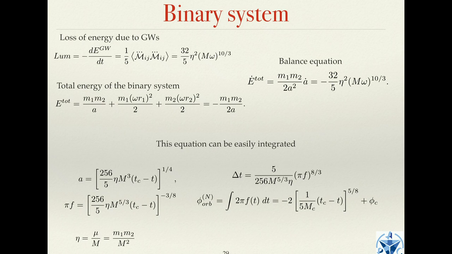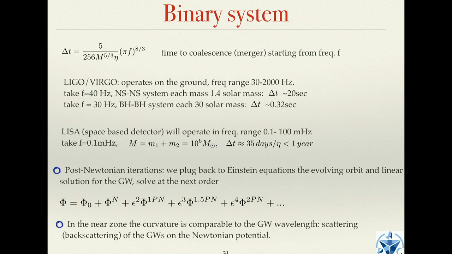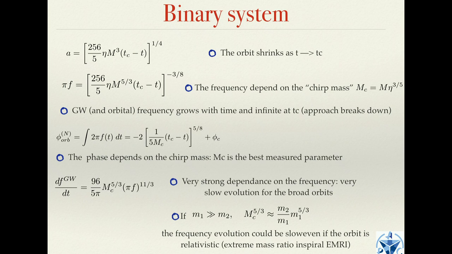And now I want to speak a bit more about each of them. So, the evolution of the separation in a binary system. This t_c is called the time to coalescence. So where time is equal to t_c, the separation is equal to zero. Of course, the whole approach breaks down well before this time, but that roughly gives us the time required for the merger. That's why it's called time to coalescence.